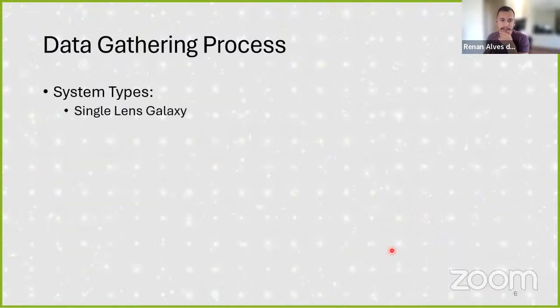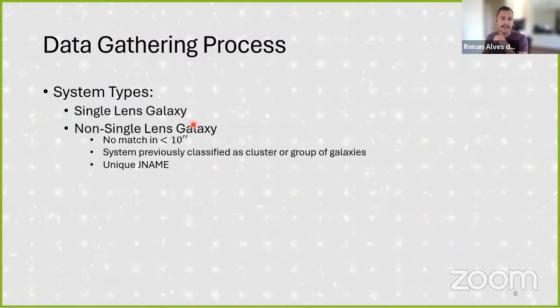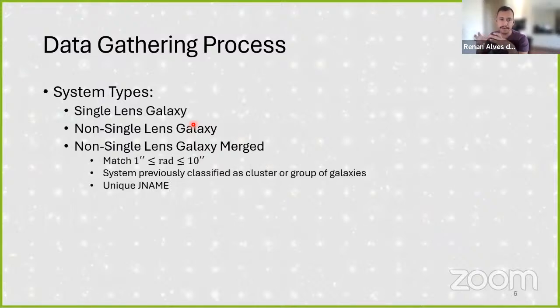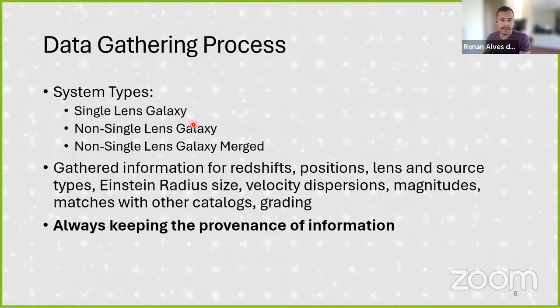For the system types, we have the single lens galaxy. This means that we have only a single galaxy in there, and the system is classified as a galaxy. Non-single galaxy means that you might have a group of galaxies, so for example a small cluster. We assign the same JName, but it's not necessarily the same object, it's a non-single lens galaxy. That's why. And if you have a non-single lens galaxy merge, it's the merging of these objects in the range that I mentioned earlier. So again, we gather all this information together.